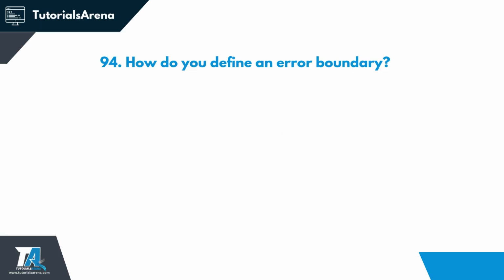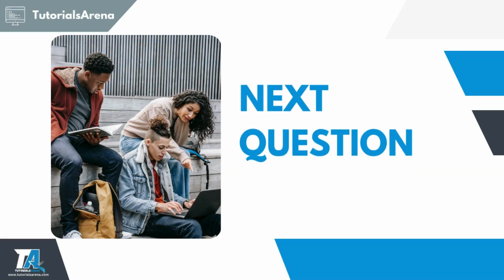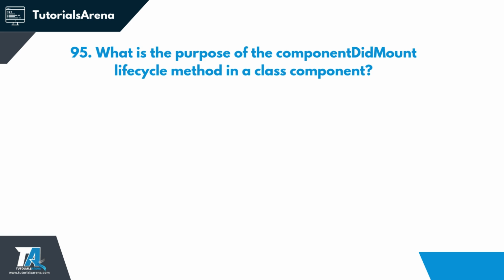Question 94. How do you define an error boundary? The options are: Option A, using a functional component. Option B, using a class component with componentDidCatch or static getDerivedStateFromError. Option C, using a regular JavaScript function. Option D, using a hook. The correct answer is option B, using a class component with componentDidCatch or static getDerivedStateFromError. Moving on to the next question.